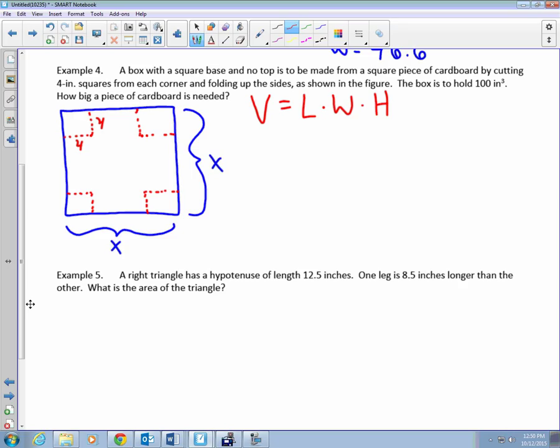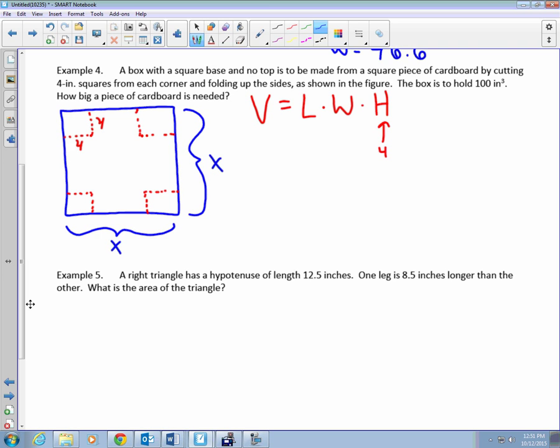So, which one of these do we know? The height, what is it? 4. Why? Yeah, you folded up the sides, and that gave you the 4 on the side. That's what you cut off. Okay, so good. Height is 4. Got it? Would you agree that the length and the width are the same? They sure are.